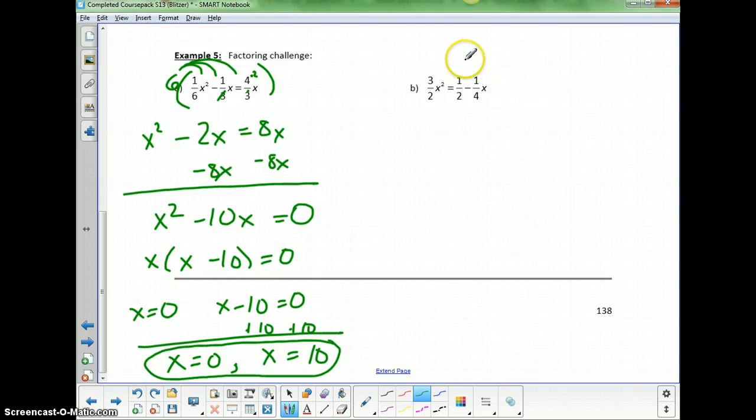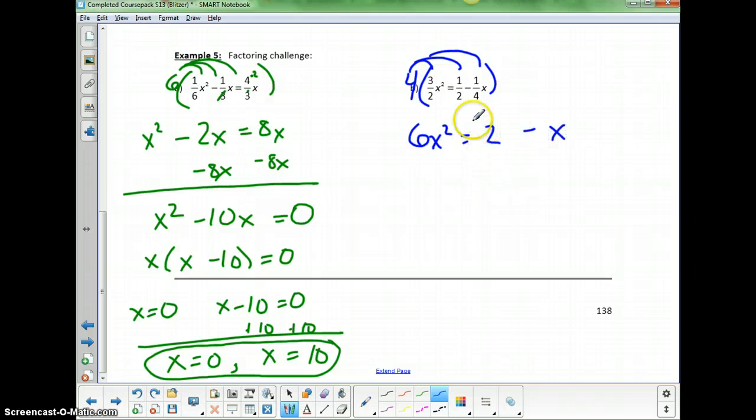Alright, in part B here, the common denominator is going to be 4, so let's go ahead and multiply everything by 4. So it's going to give us 2 goes into 4 twice, so 2 times 3 is 6x squared equals 2 goes into 4 twice, so 2 times 1 is 2. 4 goes into 4 once, so 1 times 1 is 1x.